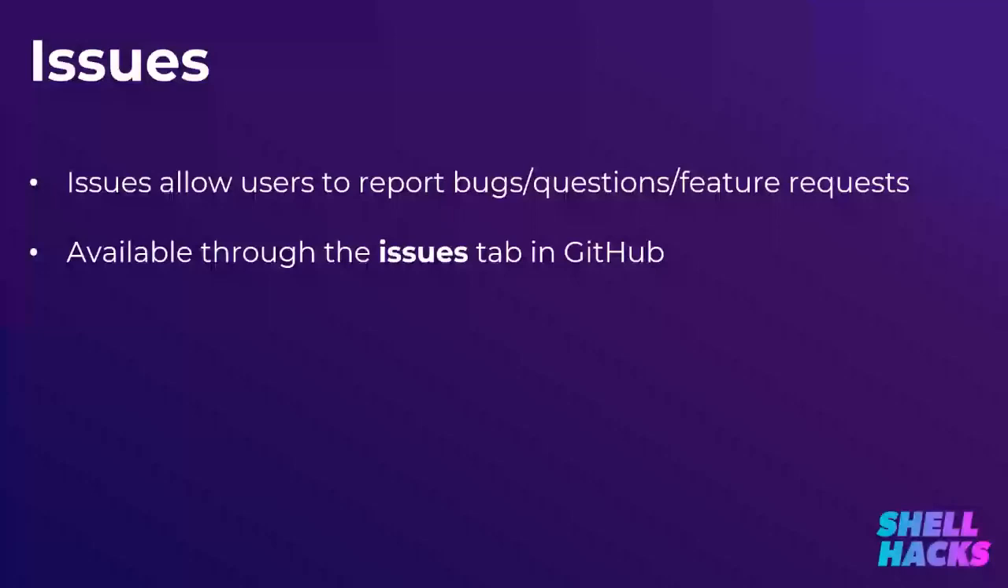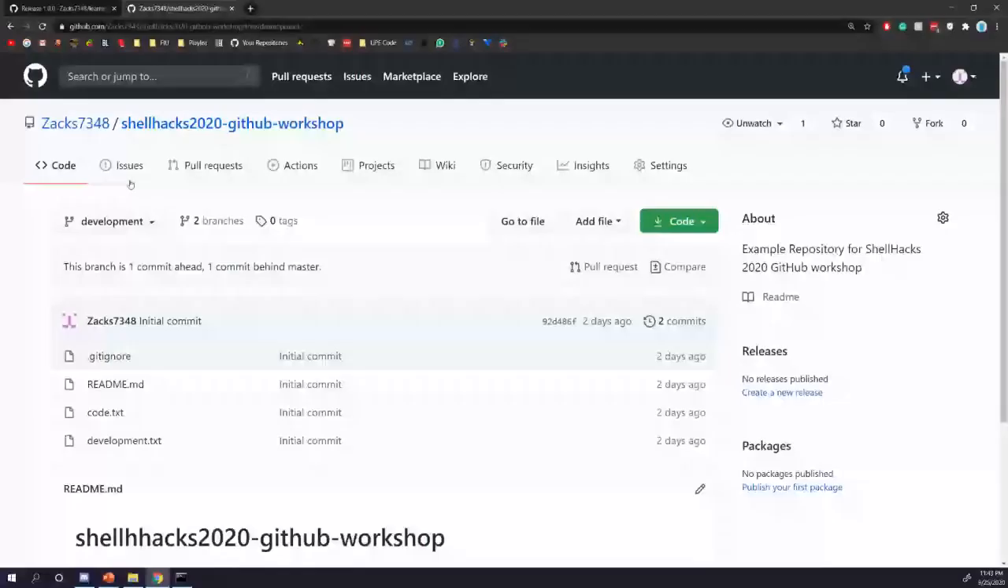Exactly. Okay, so let's go over some key features that GitHub has. If we look at the slide, there's something called issues. What we can do is go to this ShellHacks GitHub workshop, and if we look at this top tab, there's a whole bunch of options. So we're just going to go over a couple of them. The first one I want to go over is issues.